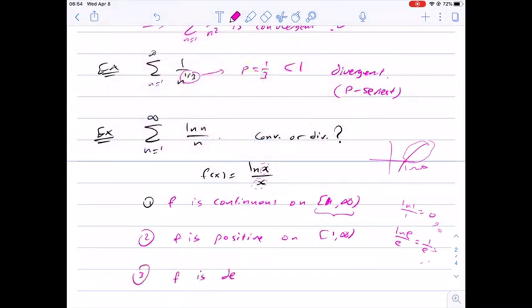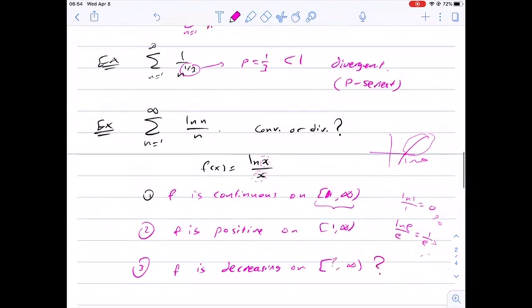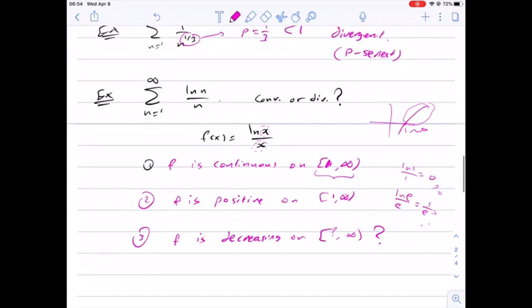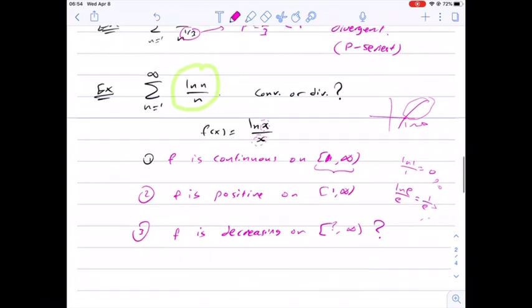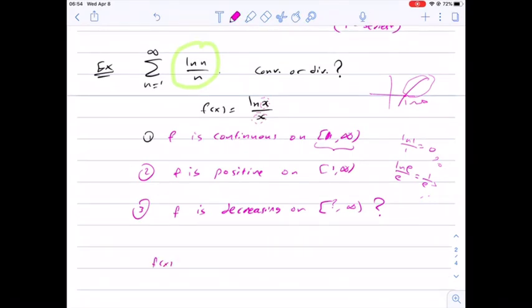Now the third condition, f is decreasing. Here we don't know if this is true. We need to check if this is decreasing. If we substitute some values, that need not give us a good indication that the function is decreasing. So if we see such a function, natural log n over n, and it's not easy to determine whether it's increasing or decreasing, I mean decreasing or not, then we apply the derivative.